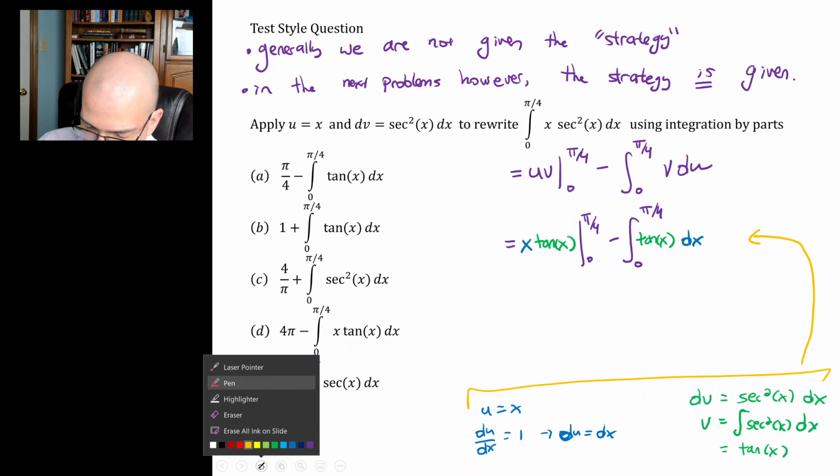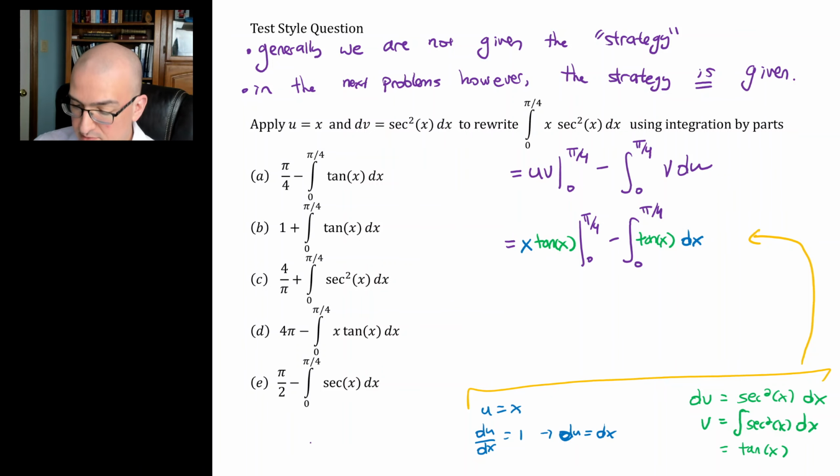Okay, then we can simplify. Let's plug in the top bound. So pi over 4, so I need more space, I'll do that over here. Pi over 4 times the tan of pi over 4, when we plug in the top bound, minus 0 times the tan of 0 when I plug in the bottom bound. And then the last part, yes, we can integrate that, but look at the options. None of those options are telling us to complete that integral. We're just asked, do integration by parts once and don't do anything else.